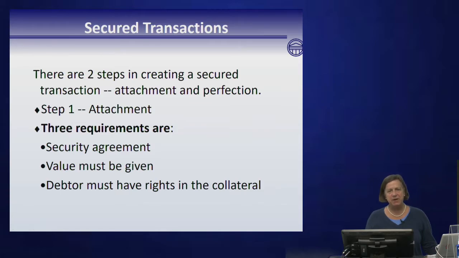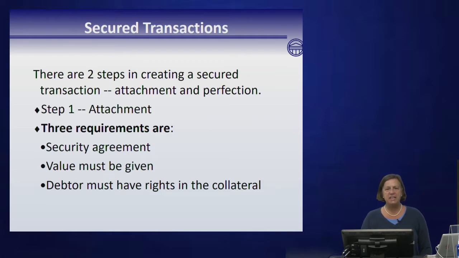Now, second topic was secured transactions. So if you are loaning someone money so they can go out and purchase an item, or you are selling someone goods on credit, you want more than just their promise to repay you. You want to enter into a secured transaction. There are 2 steps in creating a secured transaction. The first step is known as attachment, and the second step is known as perfection.